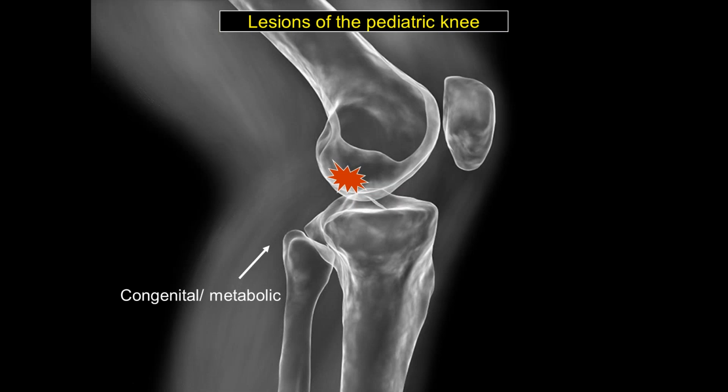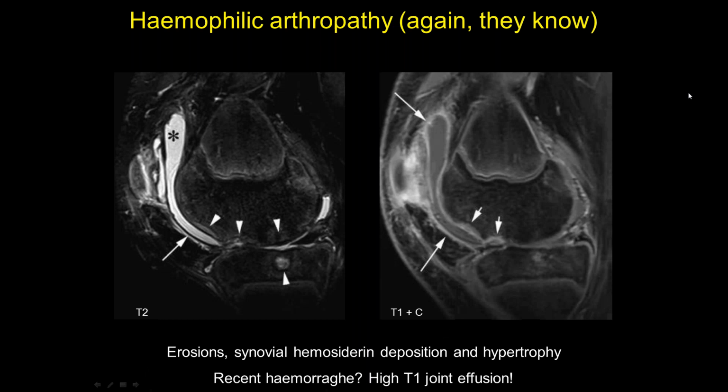Congenital and metabolic diseases is the next category of lesions of the pediatric knee that I would like to discuss. And the first one here is hemophiliac arthropathy. And again, your clinician knows that there is hemophilia, so we can't surprise them by diagnosing this. But what they want to know is two things. Firstly, what about the structural lesions?